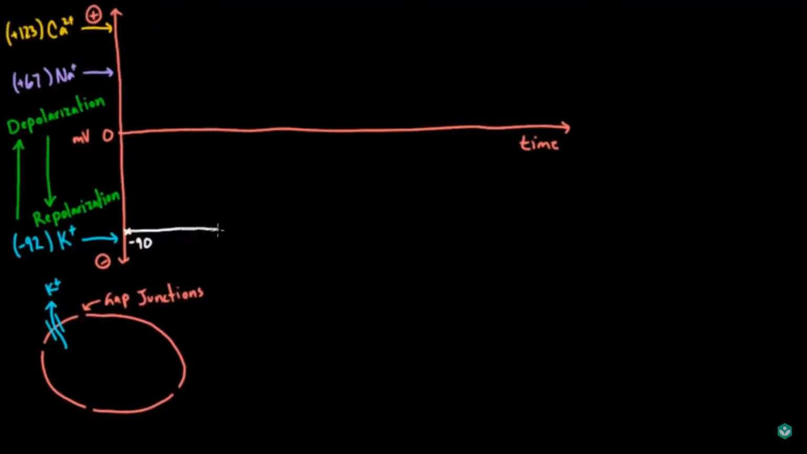And it continues around negative 90, so let's say nothing changes over a bit of time, so we stay at negative 90. So this is what things look like, right? With the dominant ion that our cell is permeable to being potassium.